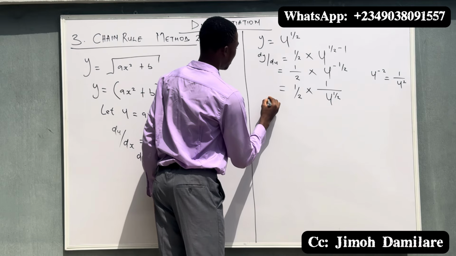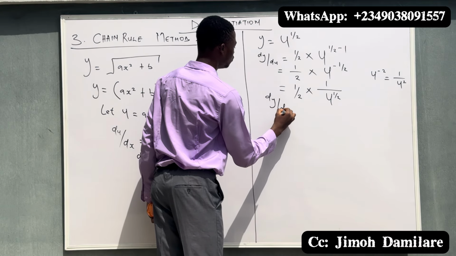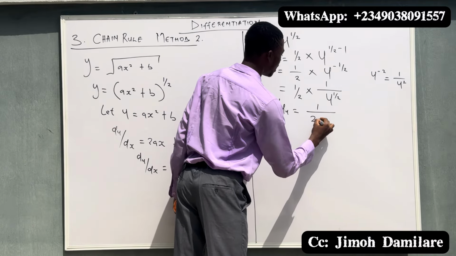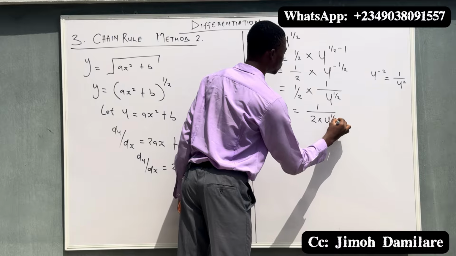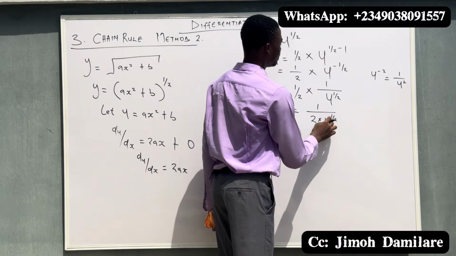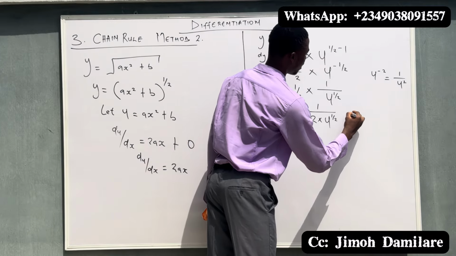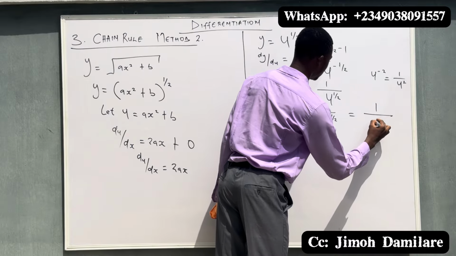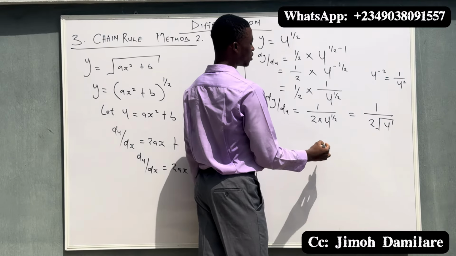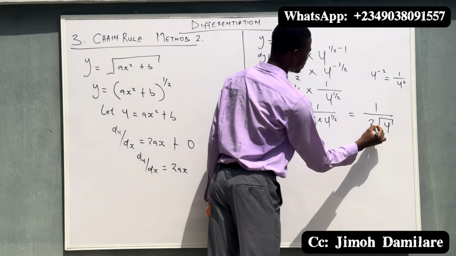So in this case, our dy over du will be given as 1 over 2 multiplied by u raised to power 1 over 2. And remember that this 1 over 2 power is the square root. So yes, it can be expressed as a square root. So we can have this as 1 divided by 2 square root of u. This is what we are going to get when we change this half back to square root.